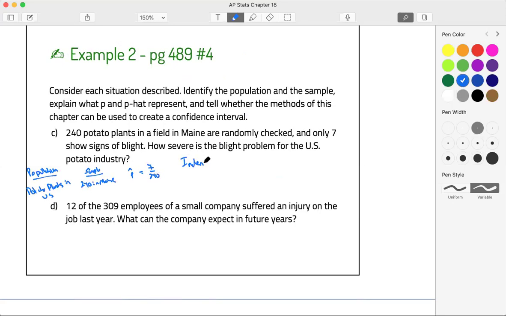Okay, independence. Okay, so let's check that. Do I have a random sample? Yes. 10%? Yes. Now, independence. This is a big one. This is not independent. If one potato has blight, blight is an infectious thing, so it's going to cause other potatoes to get blight a lot faster. So these are not independent, really. Okay? In addition, if I check n times p hat, that's going to give me 240 times my p hat, which is going to give me 7. That's less than 10. So we can't use the methods of this chapter.